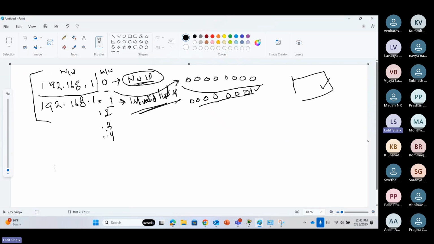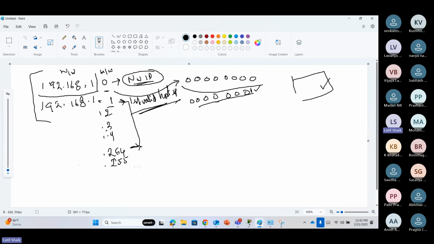Okay. So it's like that. We can assign up to 254. This is the valid range. Up to here, we can assign to the system, not the 255.